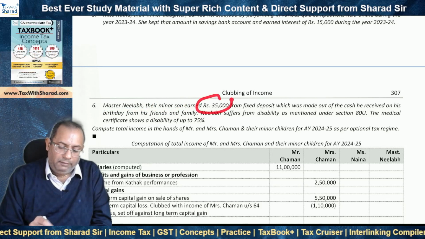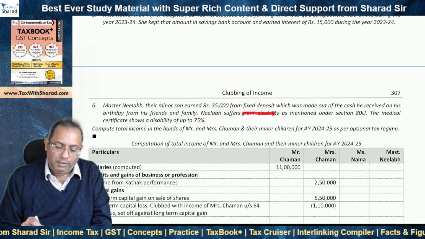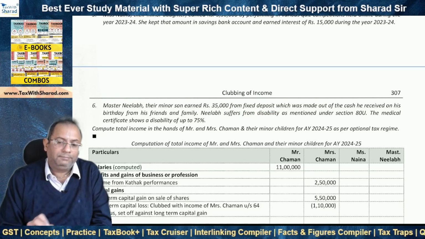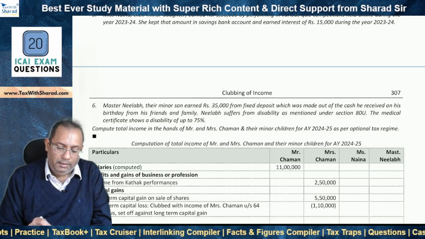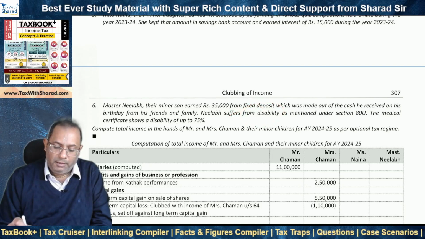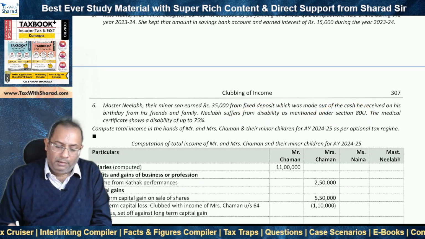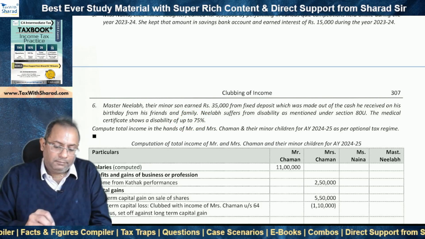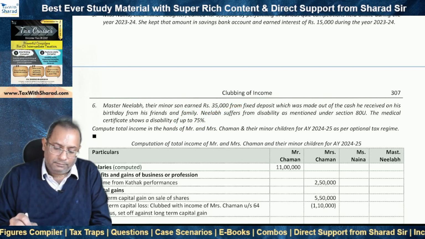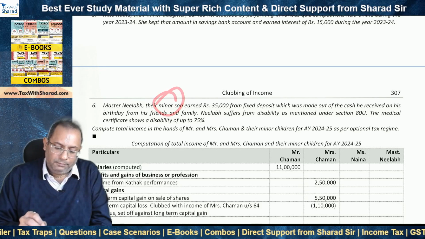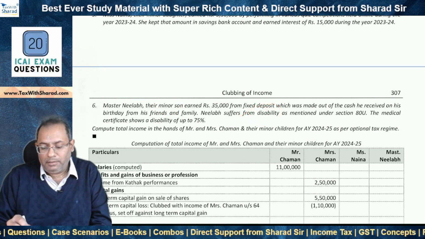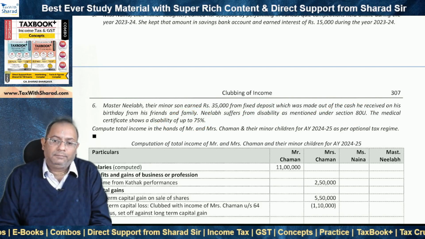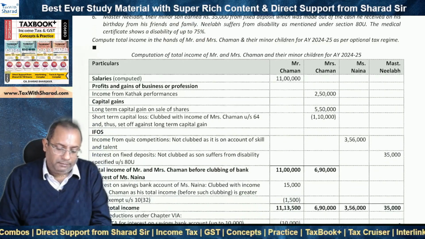He has earned rupees 35,000 from what? From fixed deposit, which was made out of the cash he received on his birthday from his friends and family. And it is provided that Neelab suffers from disability as mentioned under section 80U, and the medical certificate shows a disability of up to 75%. So 35,000 is the income, and Master Neelab is the minor son. He suffers from disability, and disability is mentioned under 80U, and the disability is to the extent of up to 75%. So what should be the treatment?